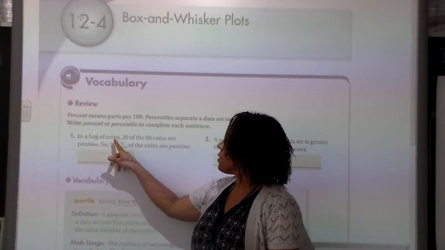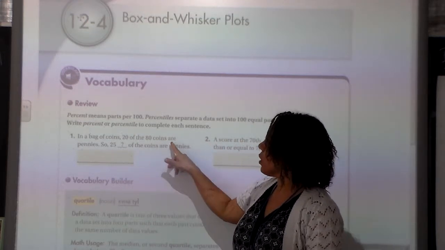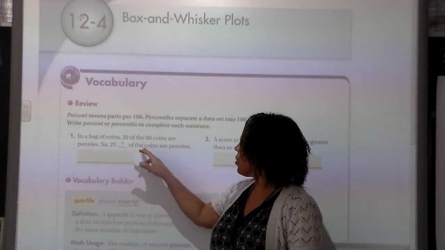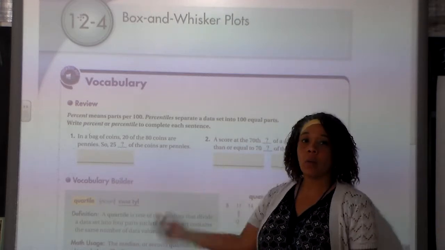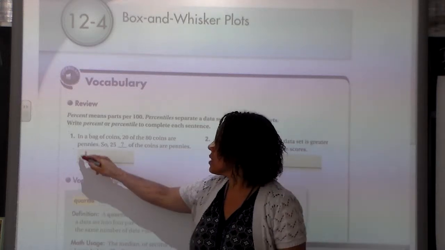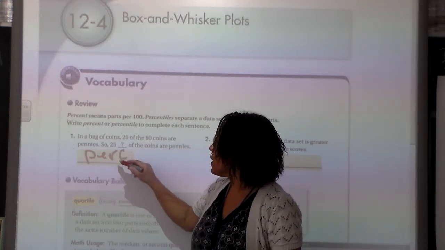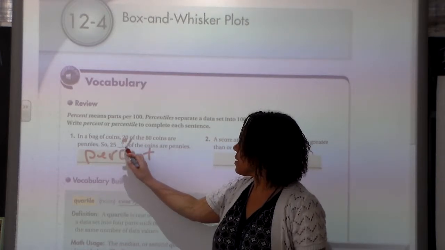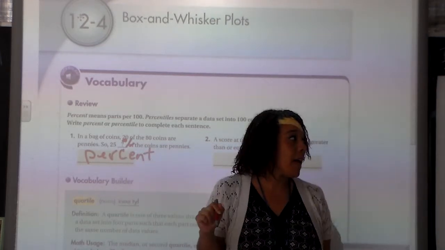In a bag of coins, 20 of the 80 coins are pennies. So 25 blank of the coins are pennies. Well, which one makes the best sense in this case? The word percent, because 20 is 25% of the coins that are pennies.